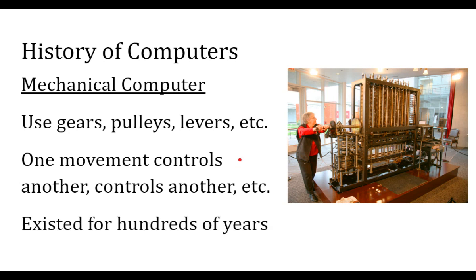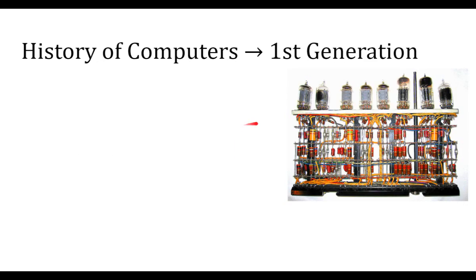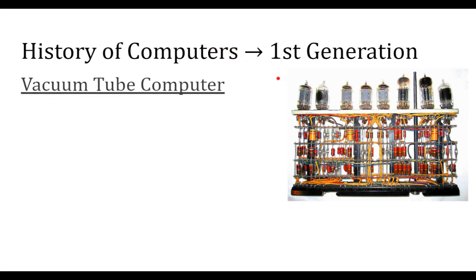So these have been around for hundreds of years, and they're really not that powerful. Like I said, they're going to be able to do some basic math: addition, subtraction, multiplication, division. That's about it. Kind of boring, so let's move on. History of computers, first generation. So we don't even really count mechanical computers in this. First generation, we're going to start with vacuum tubes.